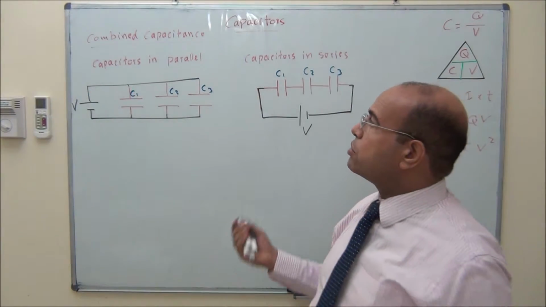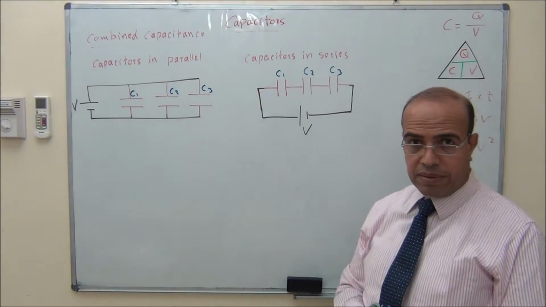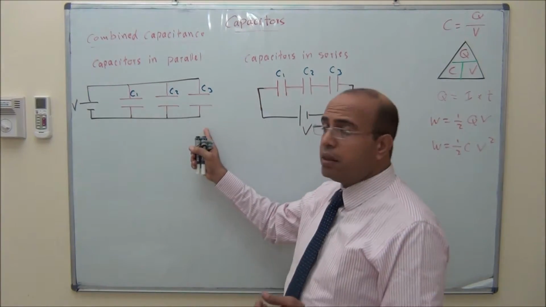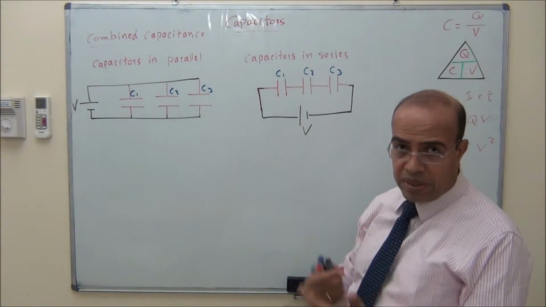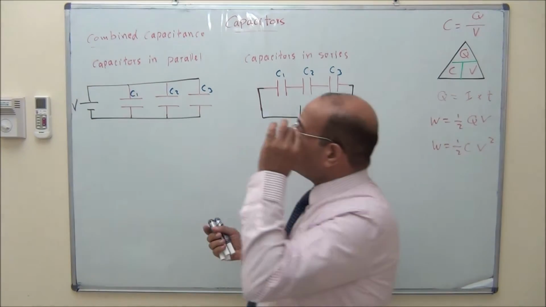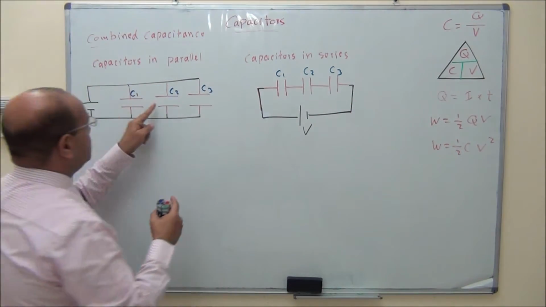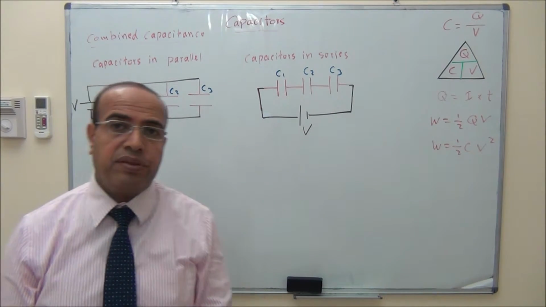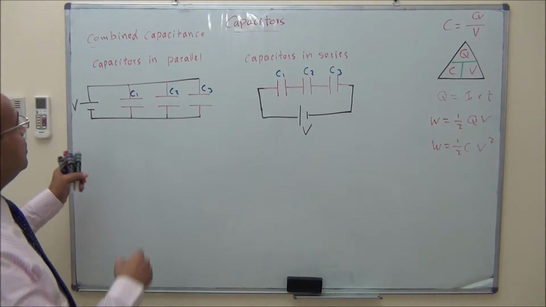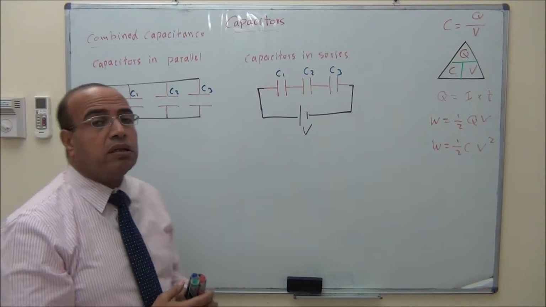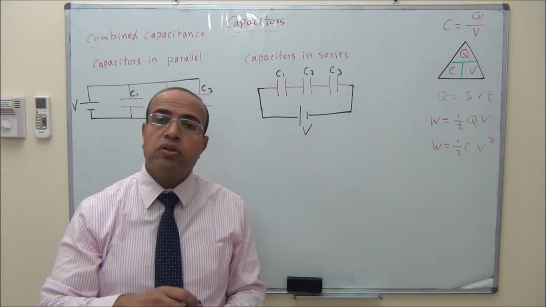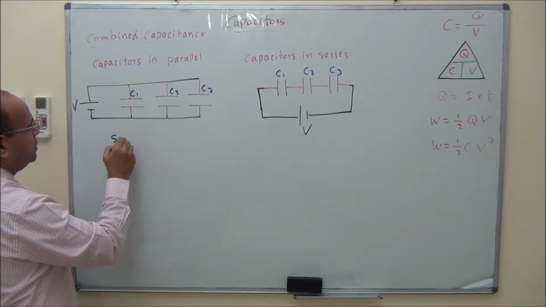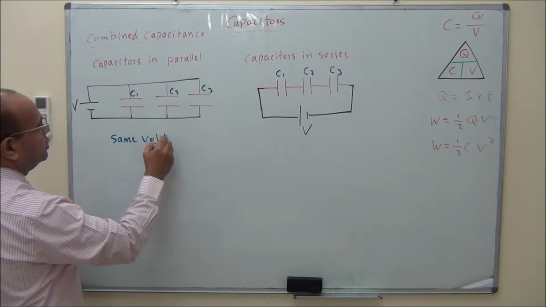Let us see this topic, combined capacitance. We can connect the capacitors in parallel or in series or mixed. Capacitors in parallel, this is the way. Capacitors in series, this is the way. What is the difference? In case of capacitors in parallel, we have the same voltage. So, in parallel, it is the same voltage.